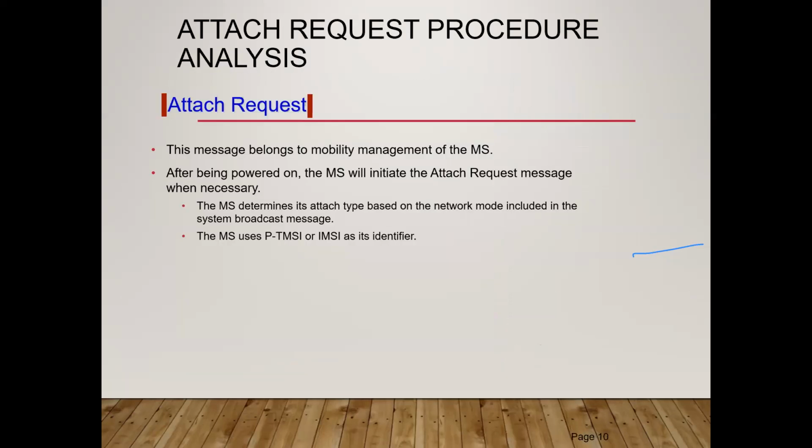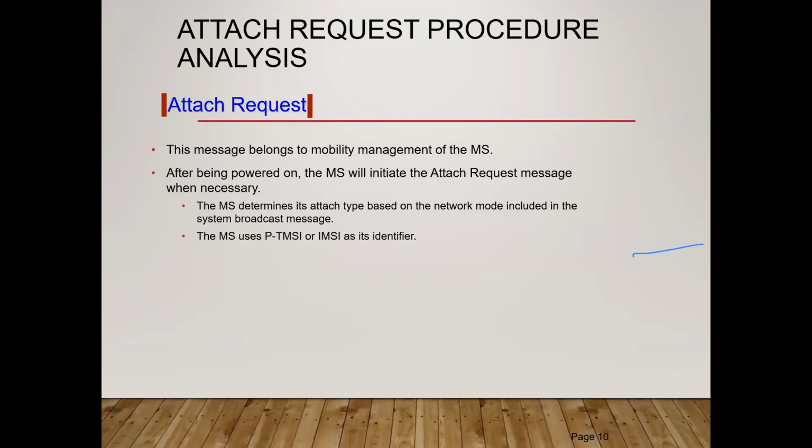Okay, so that is attach. Now we will have a little more elaborate look at each of these messages. First is your attach request, which is sent by the MS to the SGSN. After being powered on, the MS will initiate the attach request. It will determine its attach type based on the network mode included in the system information message. So whether it's a GPRS attach, or a combined attach and all that, this is something that the MS decides, and it is also configurable in your handset. You can send a combined location update, or you can send a GPRS attach, depending on which sort of attach you require.